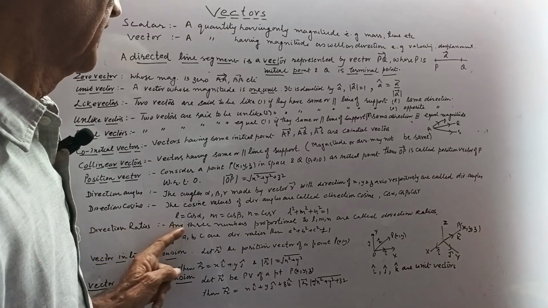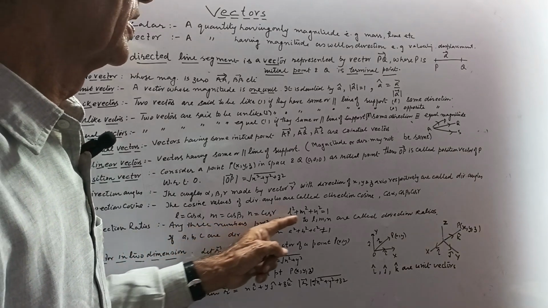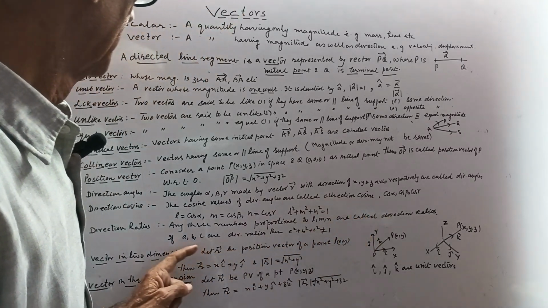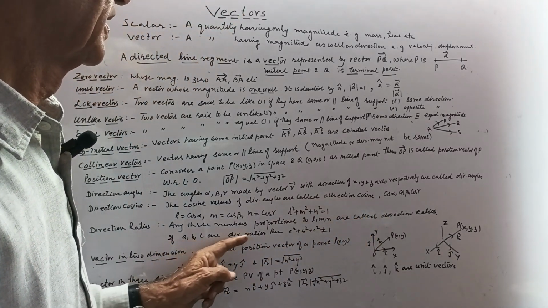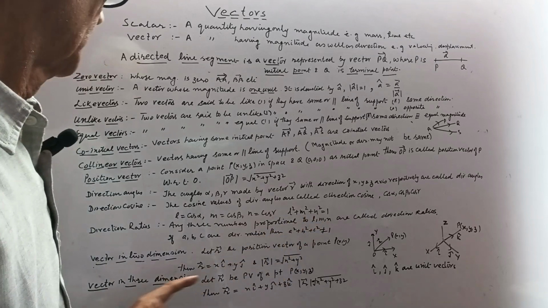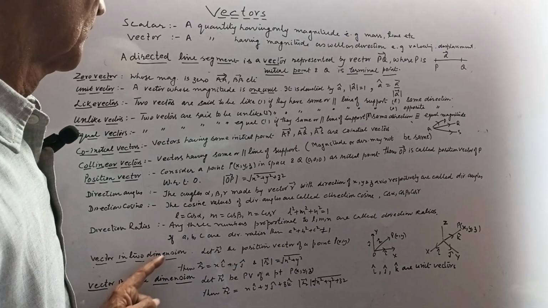Direction ratios: any three numbers proportional to L, M, N are called direction ratios. If A, B, C are direction ratios, then A square plus B square plus C square is not necessarily equal to 1.